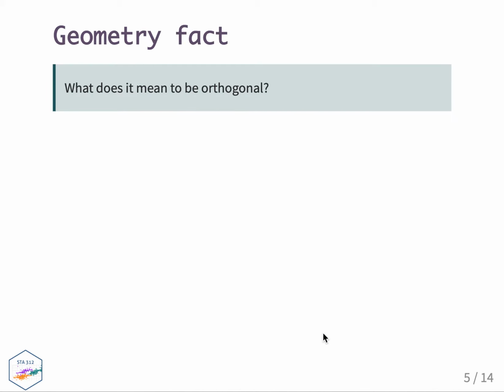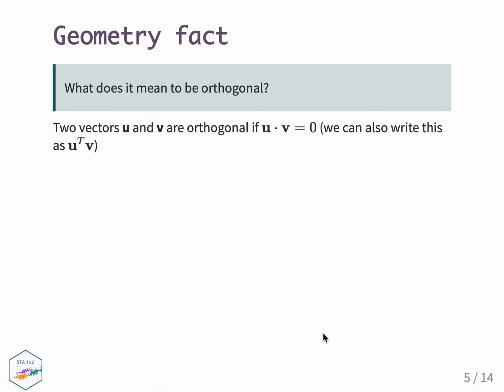So let's remember some geometry facts here. What does it mean to be orthogonal? This might be a little bit of a review from some of your previous classes, but two vectors, u and v, are orthogonal if the dot product of u and v is equal to 0. In vector form, we can also write this as u transpose v is equal to 0.